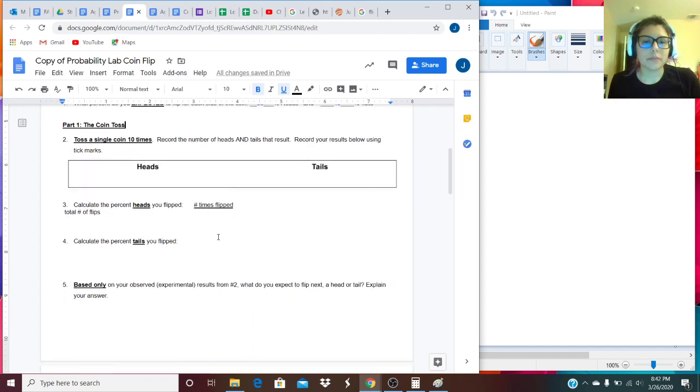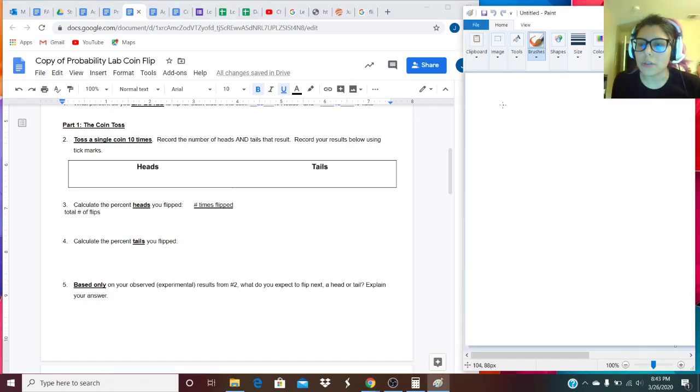So for the first part, we're going to toss a single coin 10 times. So we're going to do this by recording the number of heads and tails that result. Record your results below using tick marks. Okay, so how should that look like when you're doing this? So think of it as like you taking actual score.